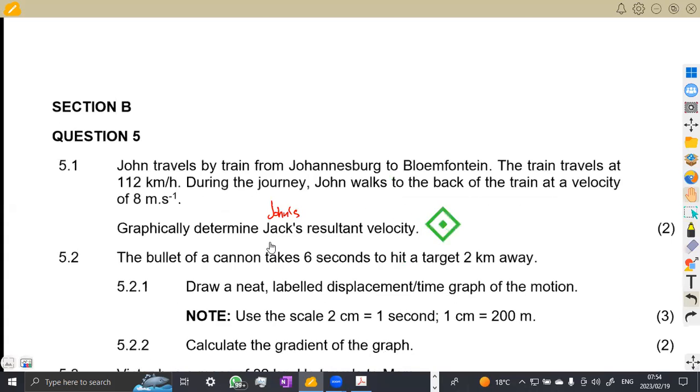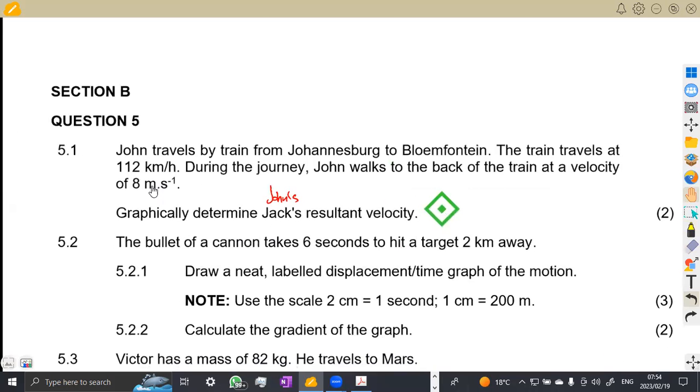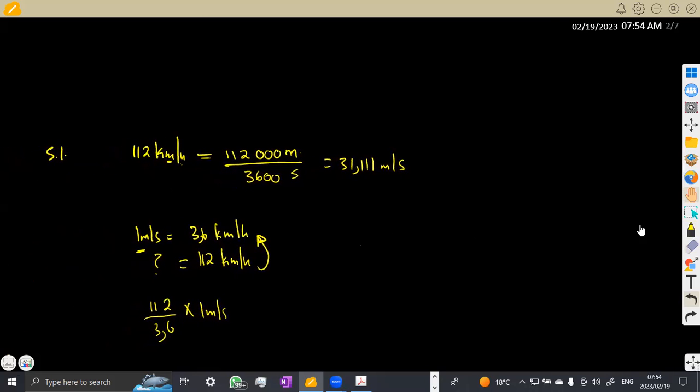Then also we are given that when he is walking back, he is now using 8 meters per second. So this is for going back. He is going back at 8 meters per second. All right. So let's say we are taking this in the south direction.